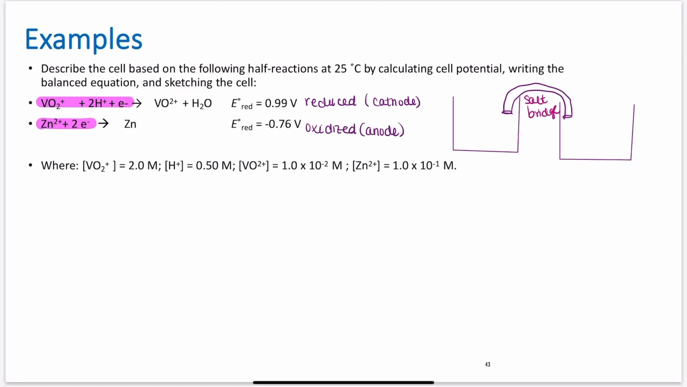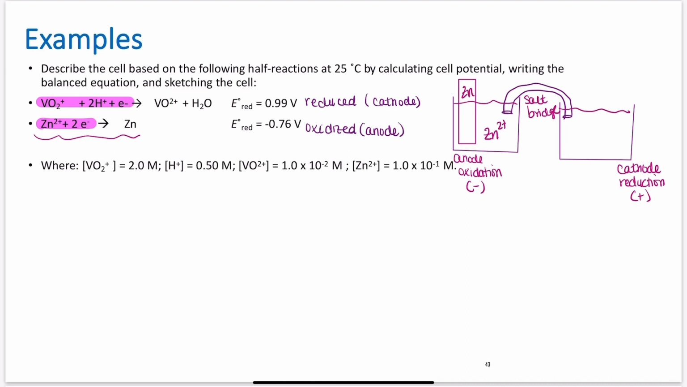Now, at my anode, and I know my anode is always on this side, oxidation, and that's my negative terminal on a galvanic cell. Cathode, reduction, and positive terminal. I have zinc and zinc 2+ at my anode, so I'm going to go ahead and draw my zinc electrode and put my zinc 2+ in solution. At my anode, I've got this reaction happening.